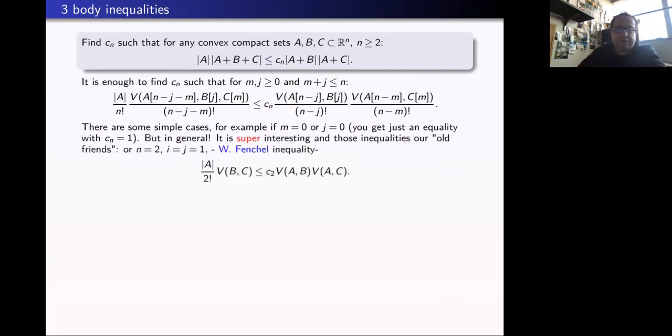But what about the others? The first thing that you recognize is that if you substitute n equal 2 and i, j equal 1, you exactly get this Alexandrov-Fenchel inequality. And so this constant is 1.